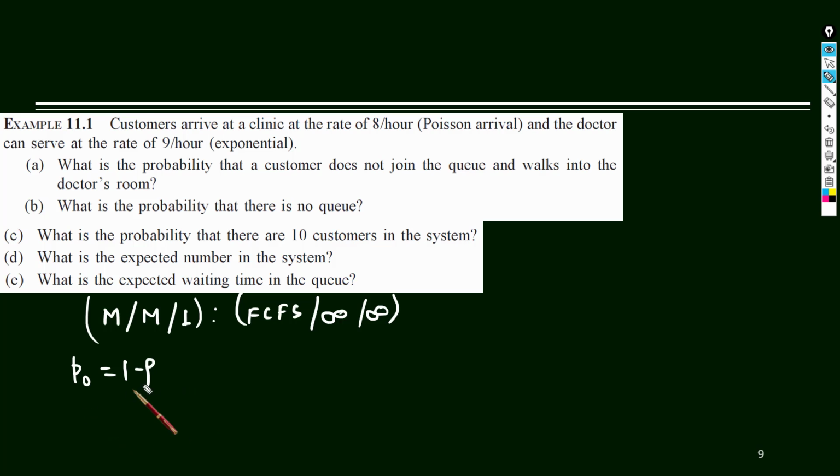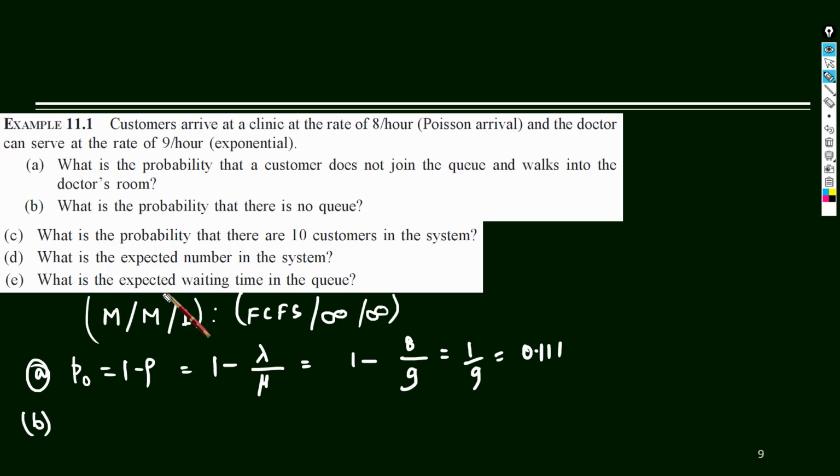Clear? So can we tell what is rho? That is lambda upon mu. Lambda is 8 and mu is 9, so 1 minus 8 by 9 is 1 by 9, and it comes to 0.111 something like that. So this means there is an 11% chance that the customer who is coming does not have to join the queue, and can directly go and see the doctor. So this is the first question.